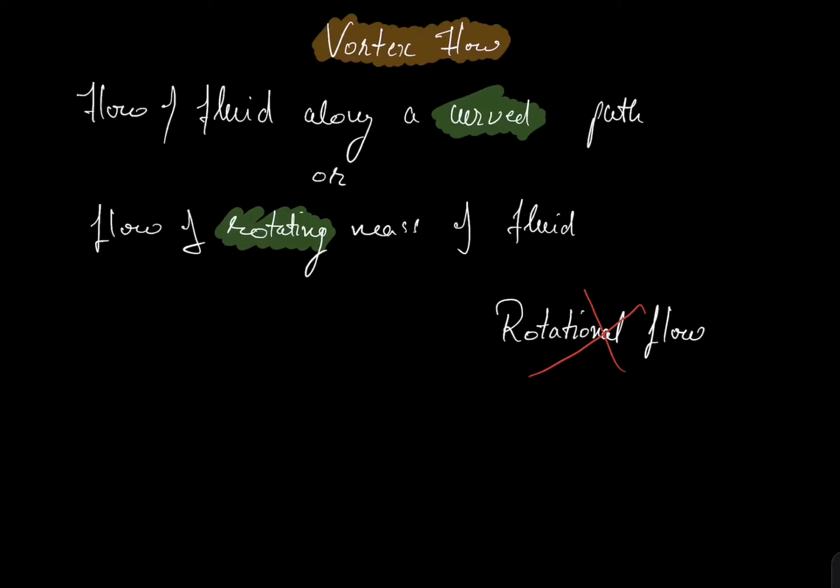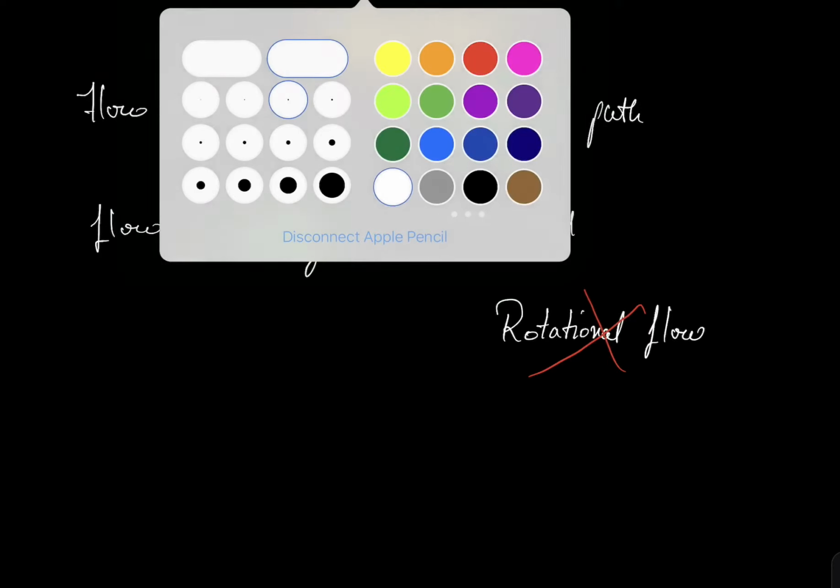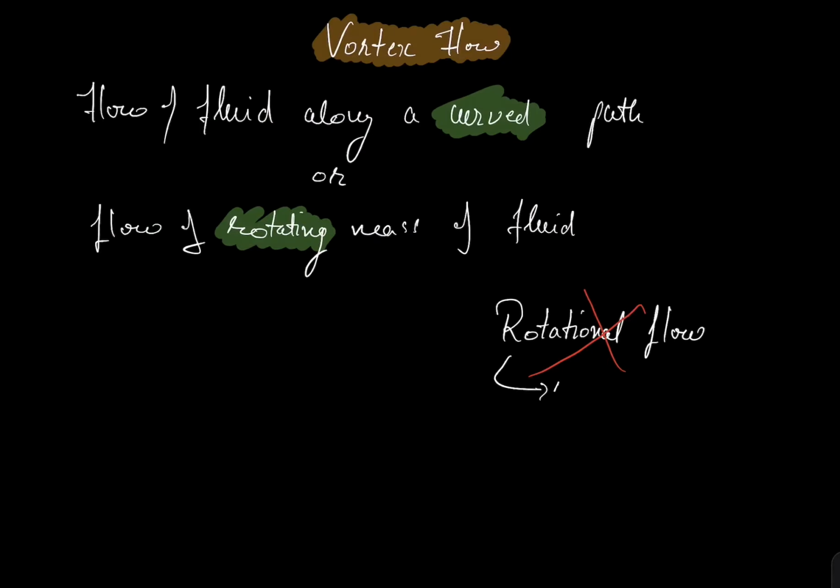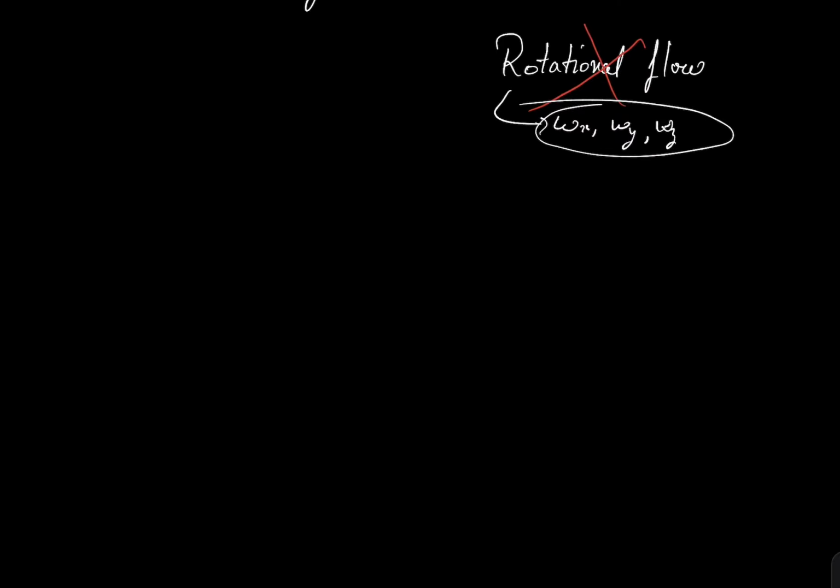Like in rotational flow, we had omega x, omega y, omega z. Remember, these were the components of rotation, right? But there is no such thing in vortex flow. Fine. So now let's study further. Vortex flow is basically of two types. Okay, there are two types of vortex flow.